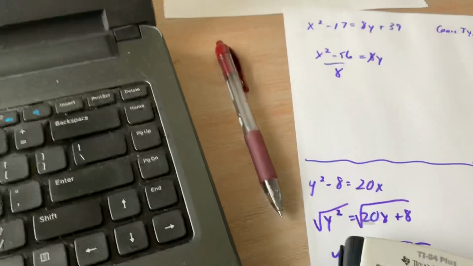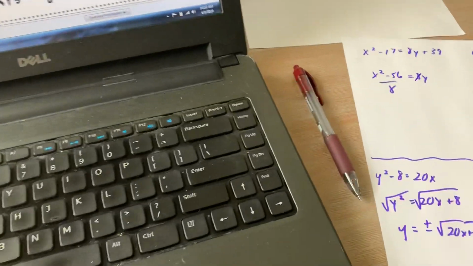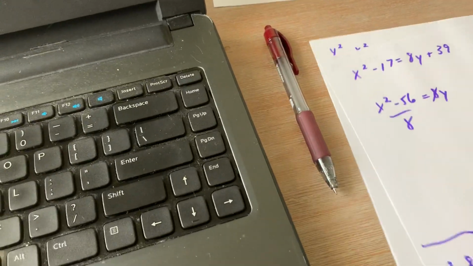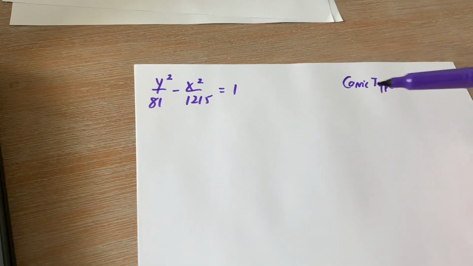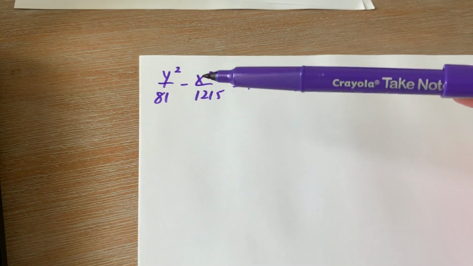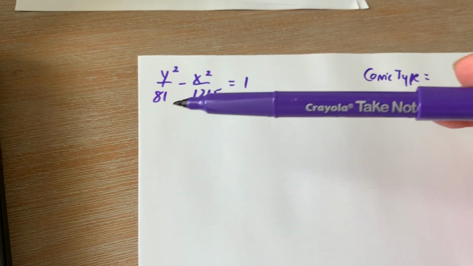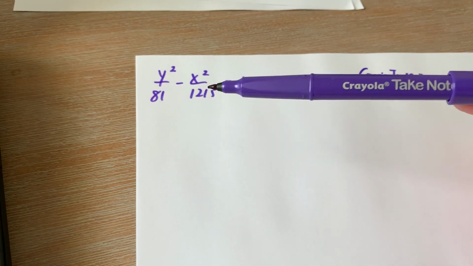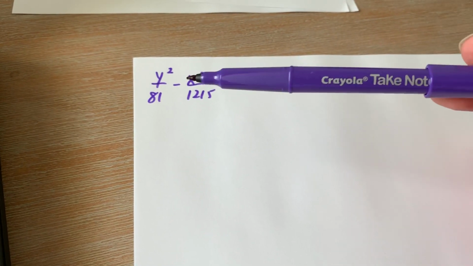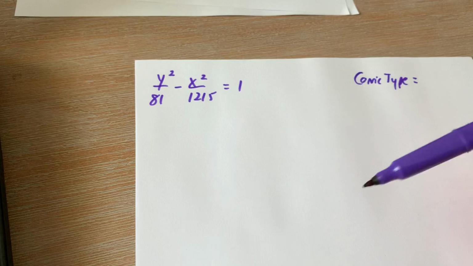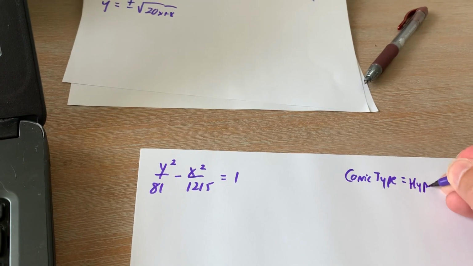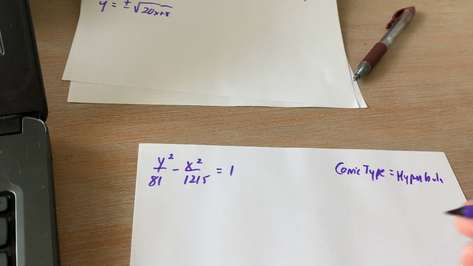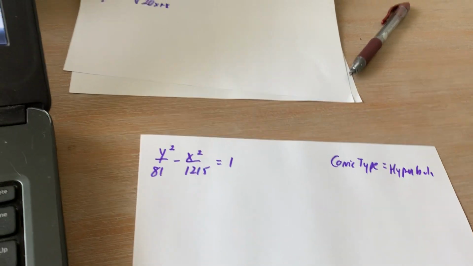Okay, let's go to our last example. That's going to be a hyperbola. I come over here and I look at my equation. The minus sign right here, if that was a plus, it would be an ellipse. These numbers are not the same, like in our circle. But the minus sign makes it so it's going to be a hyperbola. So our conic type over here is hyperbola. And then we have to do the math on it.